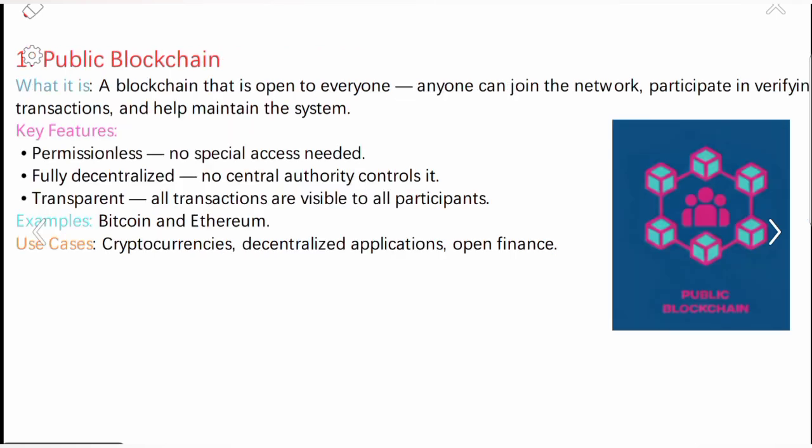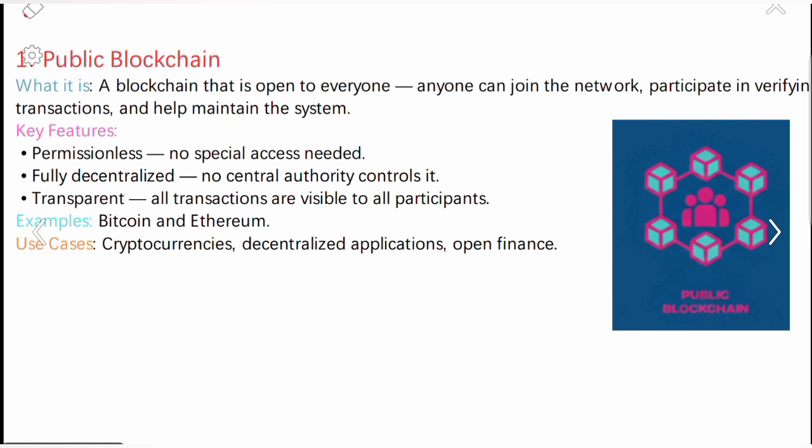So first one is the public blockchain. A public blockchain is open to everyone. That means it is accessible to all the users. Anyone can join a network, verify the transactions and help in maintaining the system. So it is open to all. In order to join a public blockchain, a user needs a network, that is an internet connection, and hardware, that is a computer or a mobile phone. So a person needs only these 2 things.